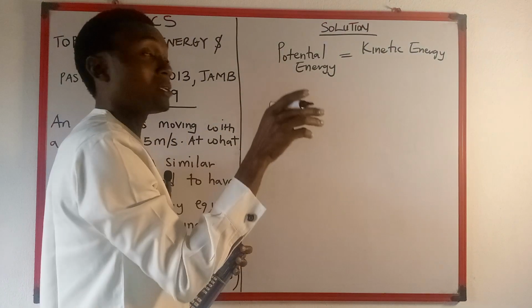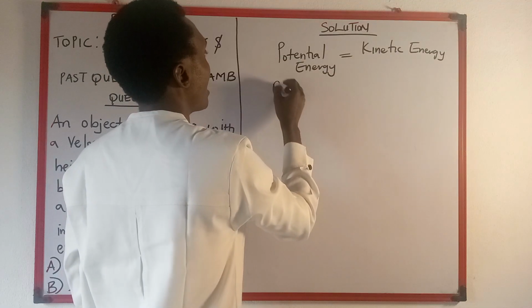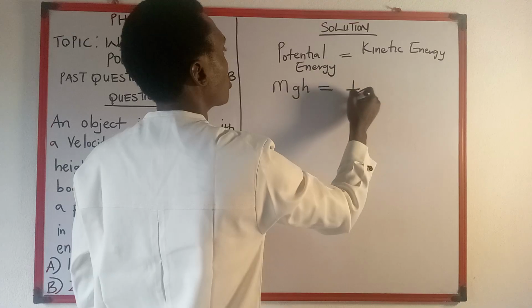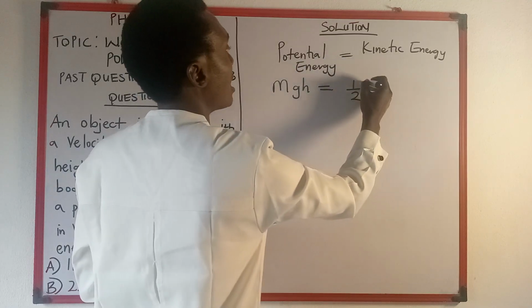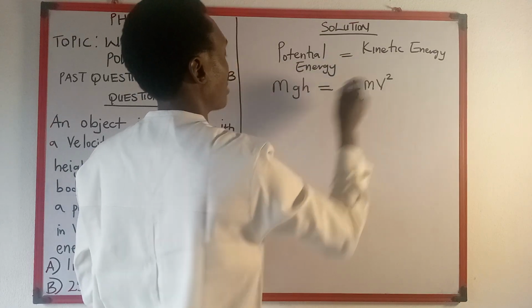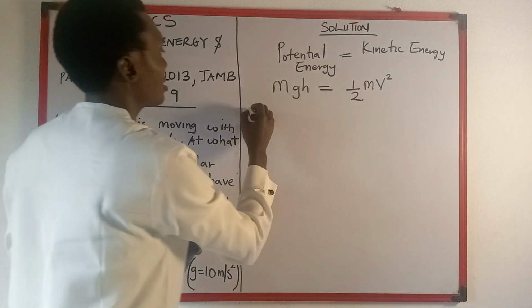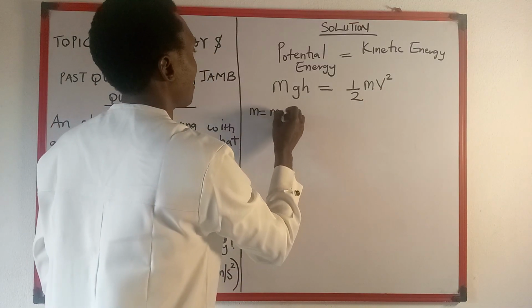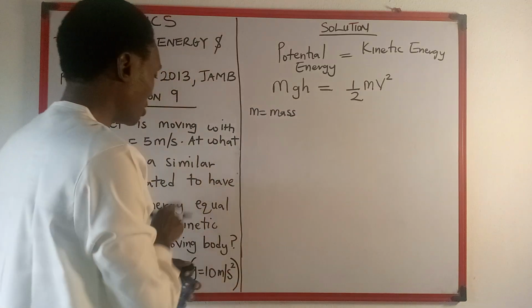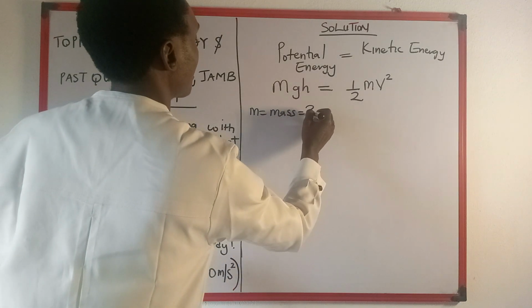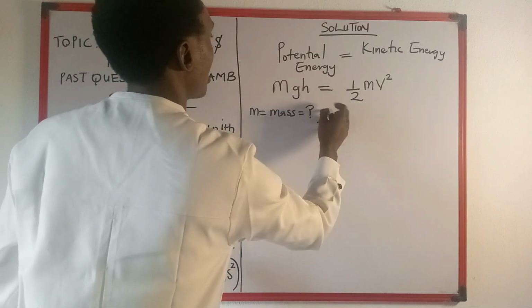Let's bring out the formula for potential energy. It's given as mgh is equal to 1 over 2, which is the one for kinetic energy, mv squared. Now m here means mass, and mass was not given in the question. If you check, it's not given in the question. I'll put question mark.